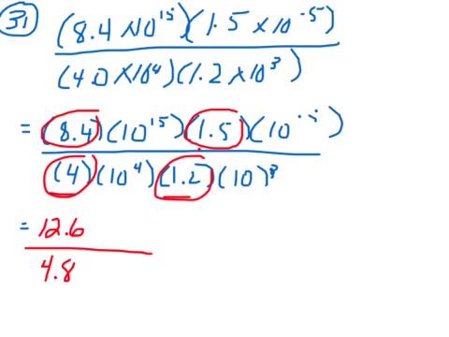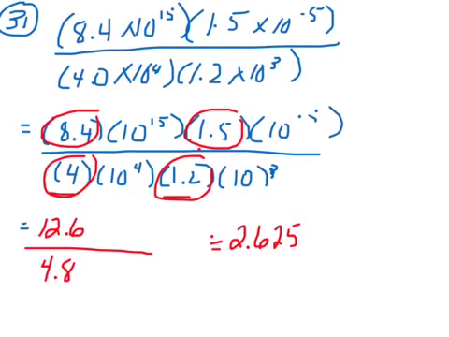Now I'm just going to go ahead and simplify that. And I'm just going to use my calculator. What's 12.6 divided by 4.8? It is 2.625. Now that's more accuracy than I'm going to have to give in a minute, but just for now I'm going to leave it like that, okay?